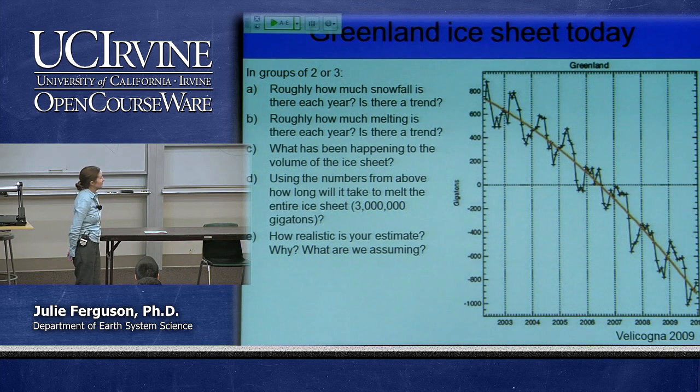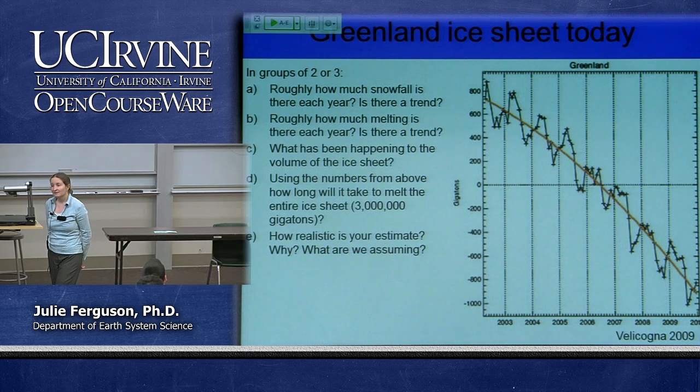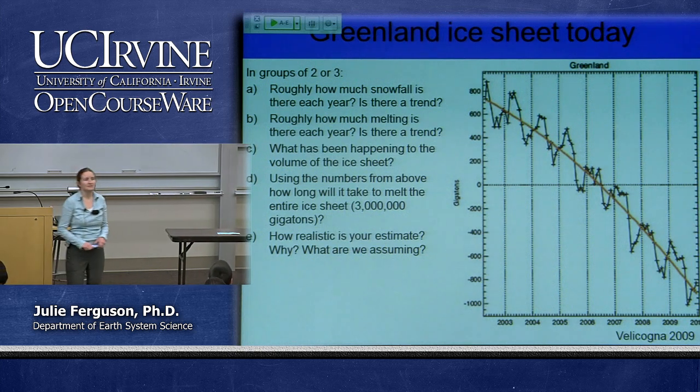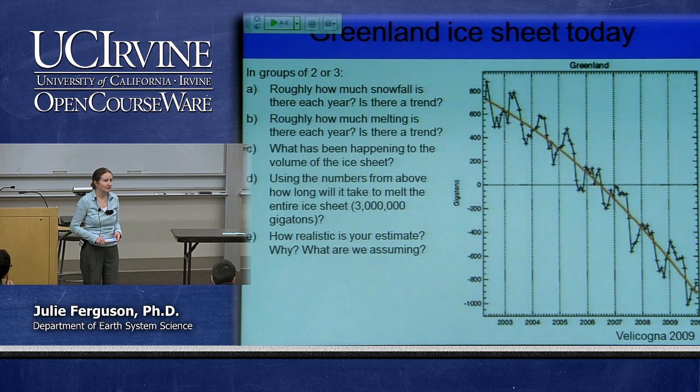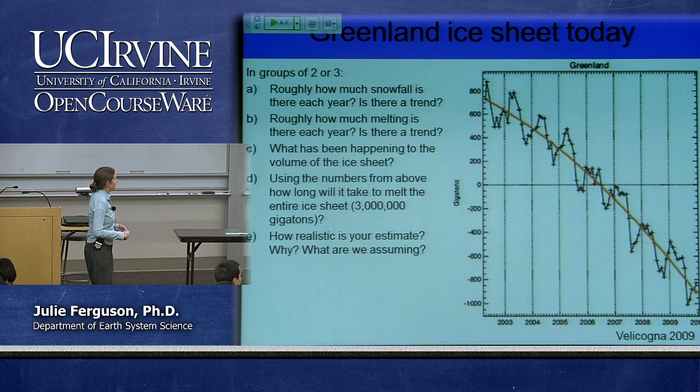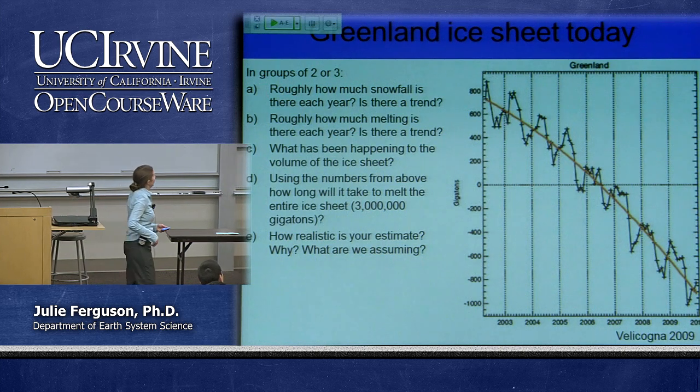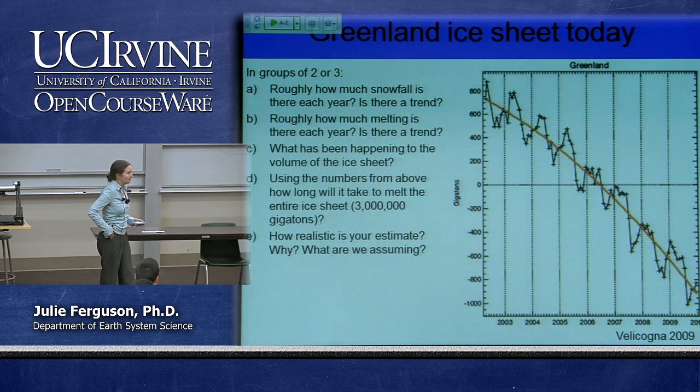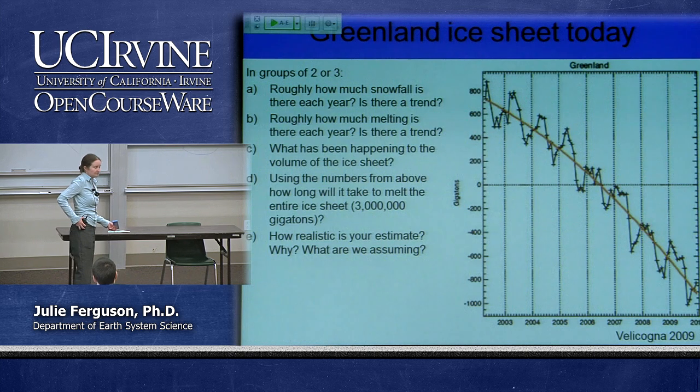Then use those numbers to work out, if we're losing that sort of net amount each year, how long will it take us to melt away the whole of the Greenland ice sheet? And then for the last bit, if you're all done with that nice and fast, think about some of the assumptions that you made. Think about how accurate your estimate might be, what else might come into play. So spend 2 or 3 minutes doing that, or probably more like 5 or 6 minutes, and I'll wander around as well and answer any questions.